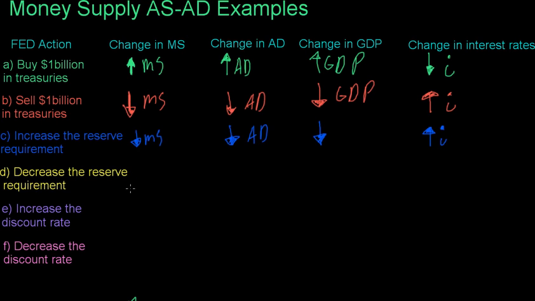Okay, so to decrease the reserve requirement, that will lead to an increase in the money supply because banks now have to hold less money. And an increase in the money supply leads to an increase in aggregate demand, which will lead to an increase in real GDP and a decrease in interest rates.